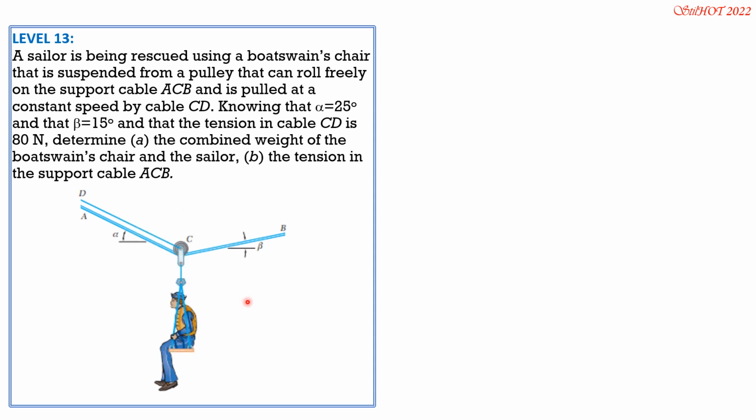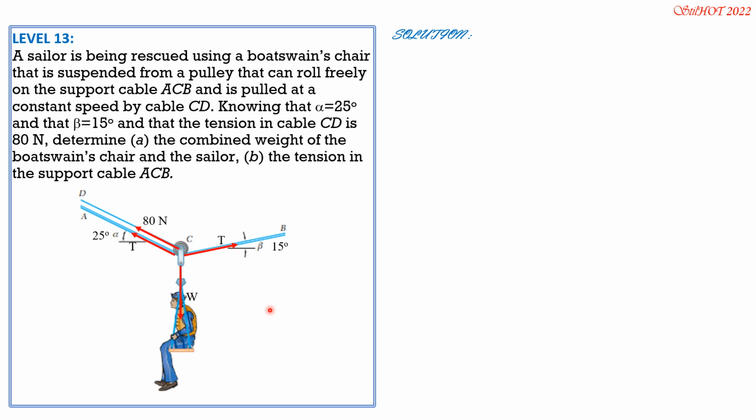So here is the given figure. We will call the tension in ACB as T. So tension T, that's also T, the same tension to the side of the pulley, frictionless pulley. Then tension in CD is 80 newtons. Alpha is 25 degrees, beta is 15 degrees. And the combined weight of both the boatswain's chair and the sailor, call that W.